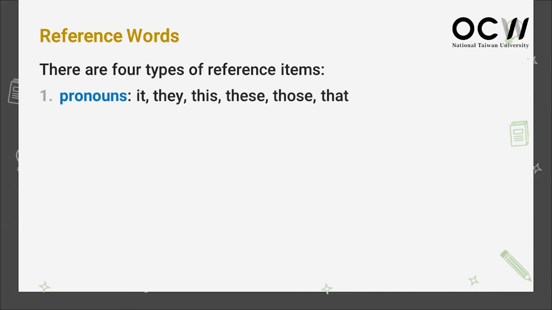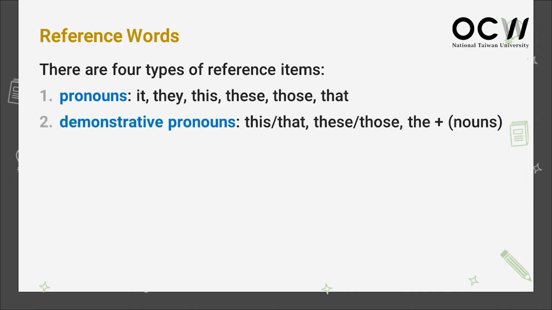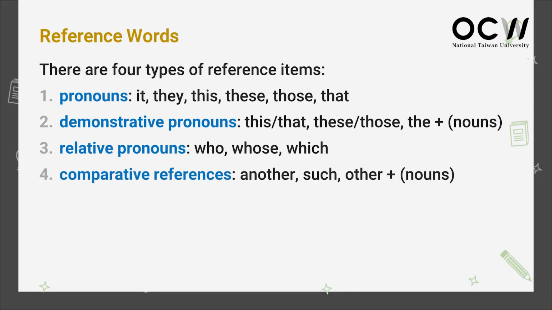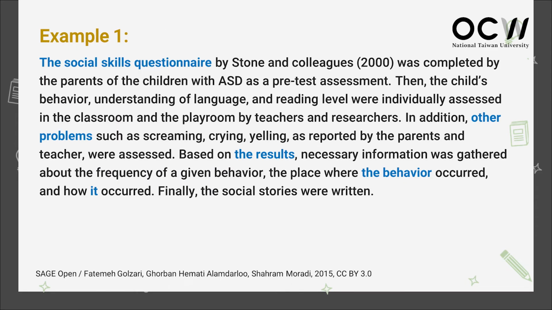Number 1 is pronouns, such as it, they, this, these. Next is demonstrative pronouns, such as this or that, these or those, plus the nouns. The 3rd type of reference words is relative pronouns, such as who, whose, and which. The 4th type of reference word is comparative references, which is words such as another, such, or other, plus the noun.